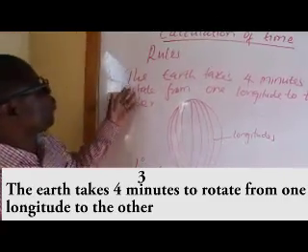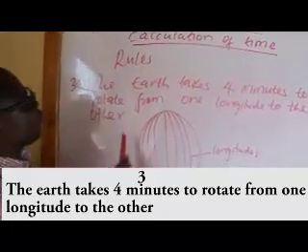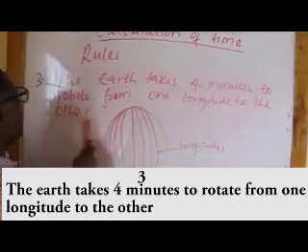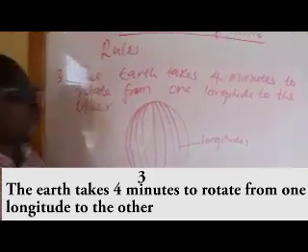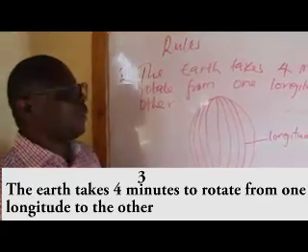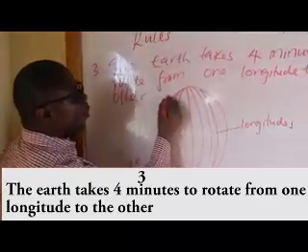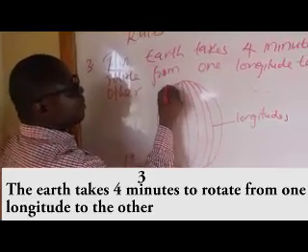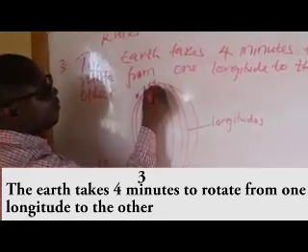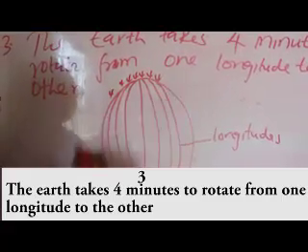Rule number 2, you must know that the earth takes 4 minutes to rotate from one longitude to the other. Remember, we calculate time using longitudes. So when you look at the longitudes, you realize that from one longitude to another, the earth takes 4 minutes.